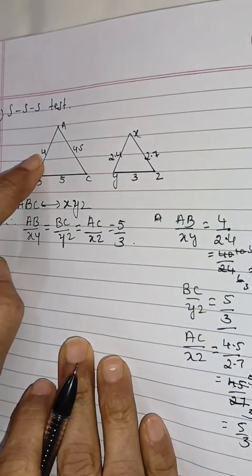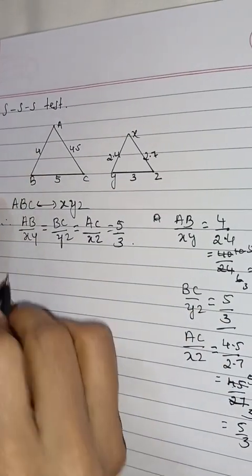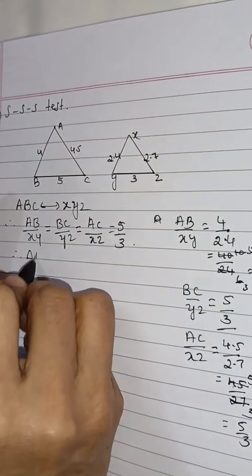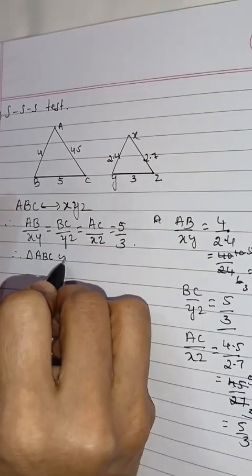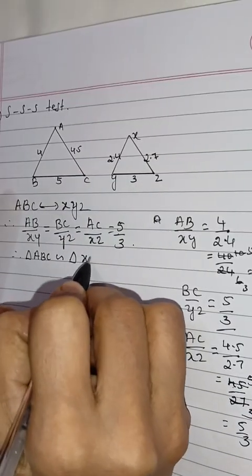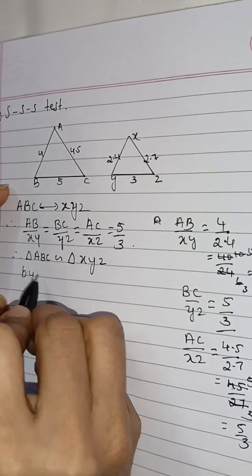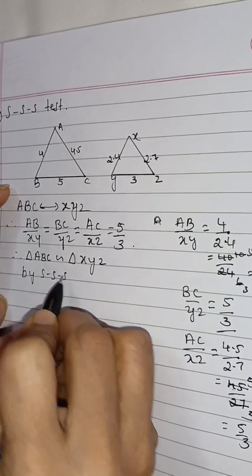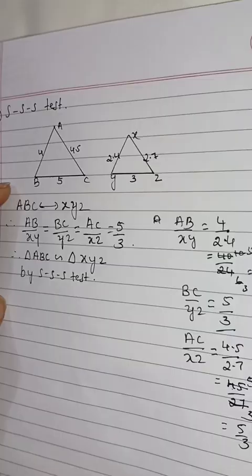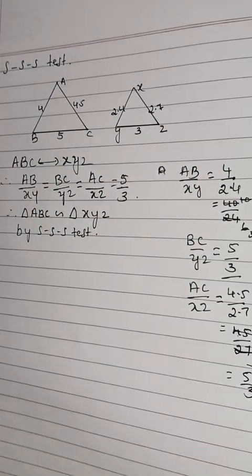Therefore triangle ABC is similar to triangle XYZ by SSS test.